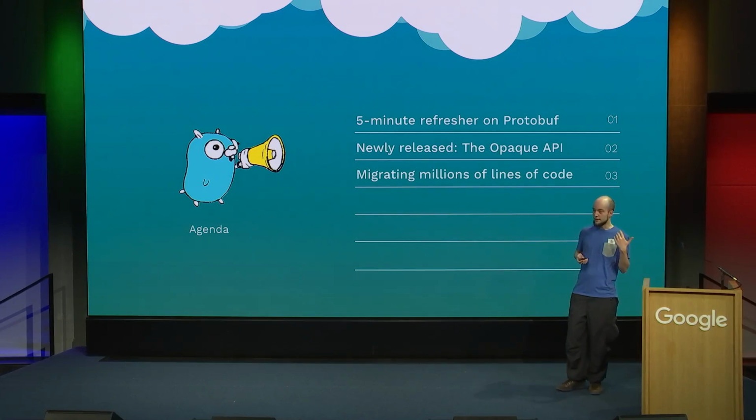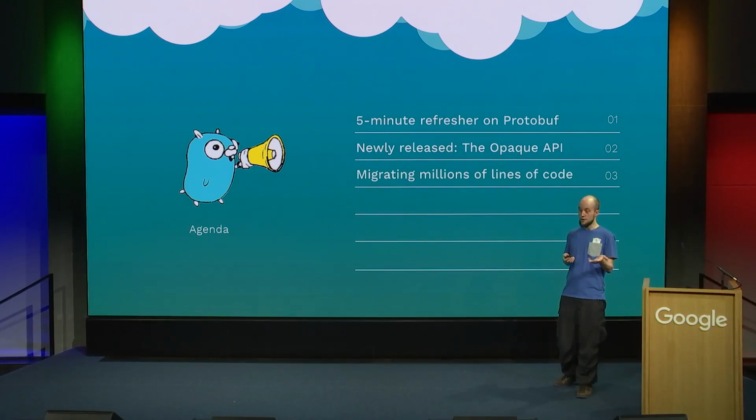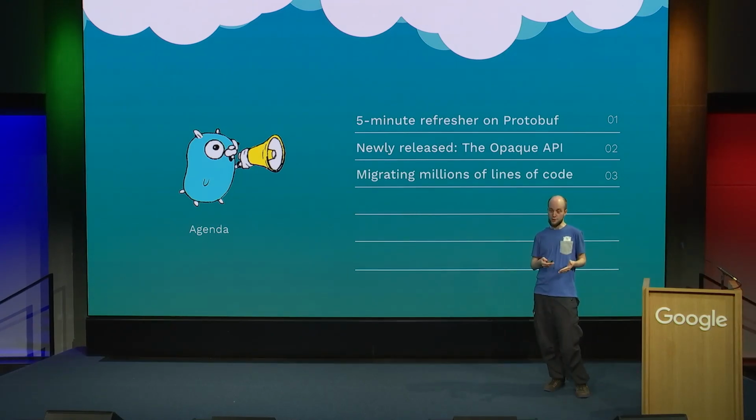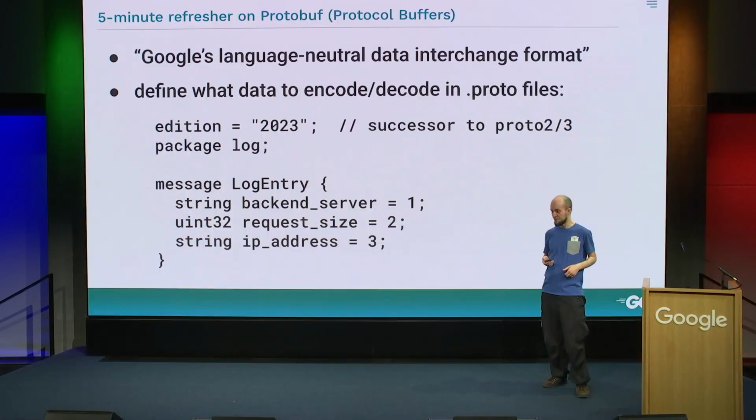And then the Opaque API, you could have also read about it in the Go blog, which hopefully you're subscribed to. But one thing you couldn't read in the Go blog about is how we then actually migrated millions of lines of code to use the Opaque API. So hopefully at least that bit will be new to everybody. All right, so let's start with the refresher.